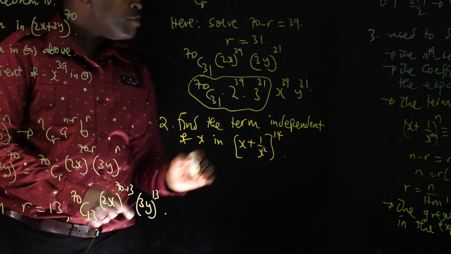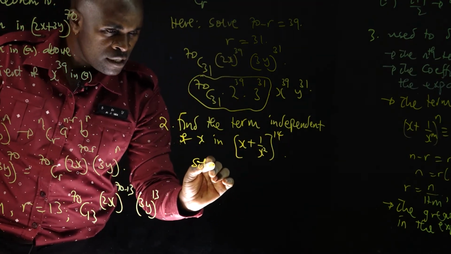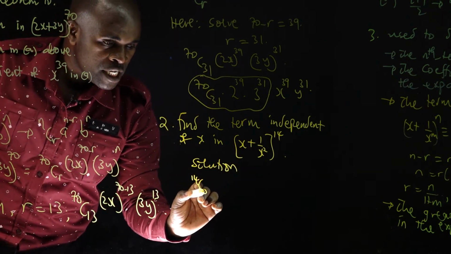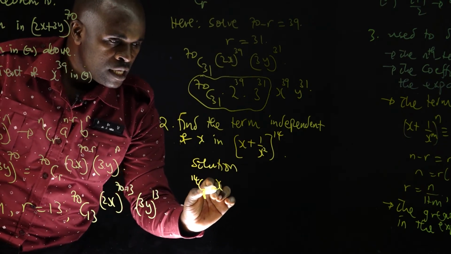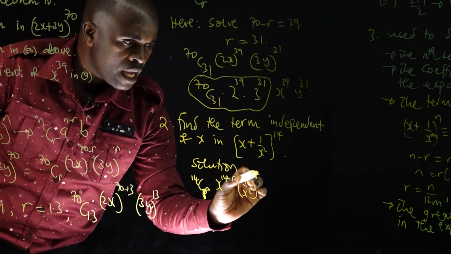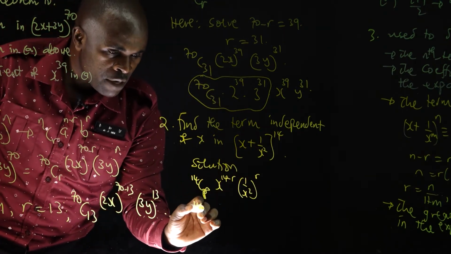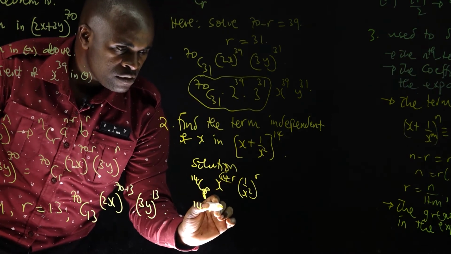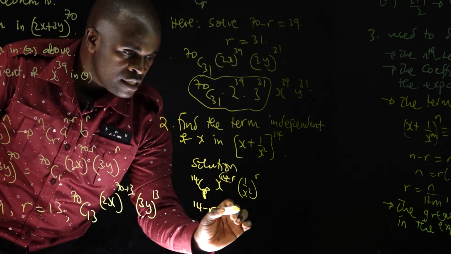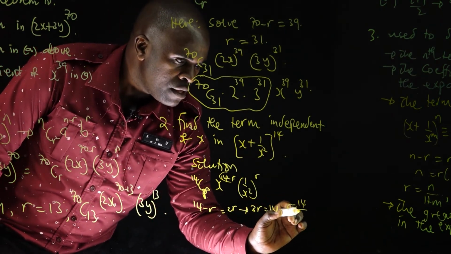For the term independent, from our formula, we could just write like this. Solution: one could just take 14 combination r, x^(14-r), (1/x^2)^r. Now, to know the term independent, 14 minus r must be equal to 2r. Collecting like terms together, it means 3r equals 14, and our r becomes 14 over 3.